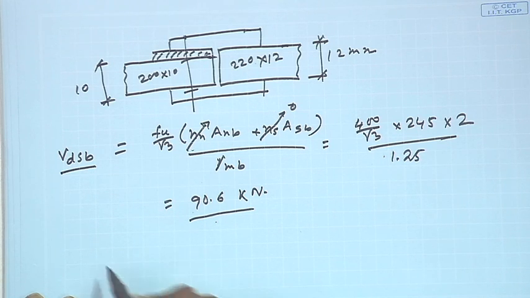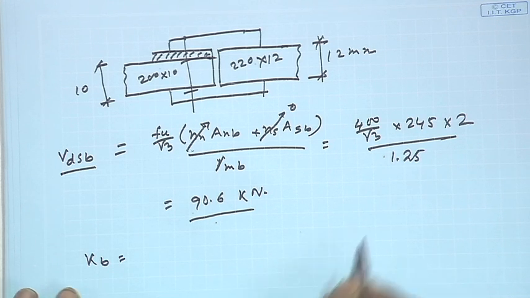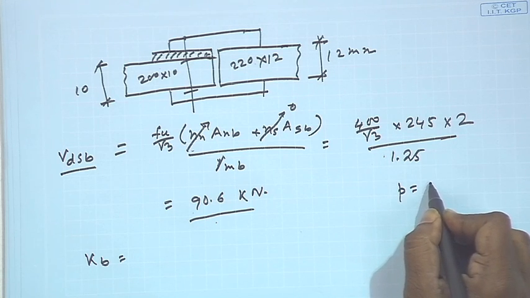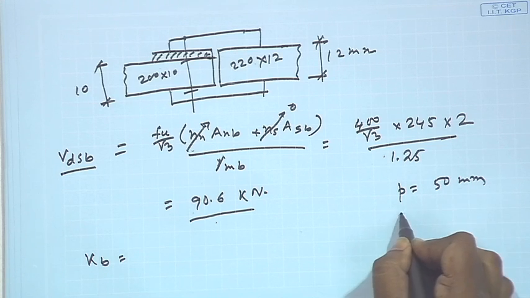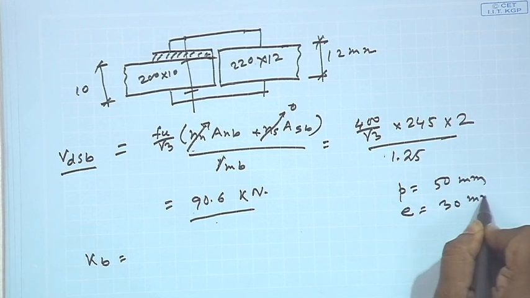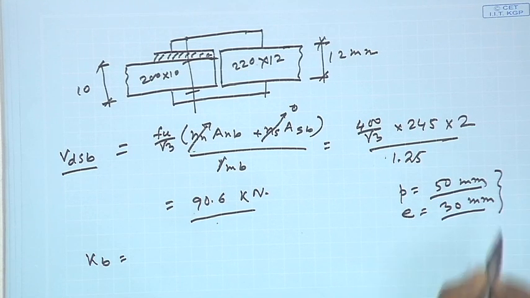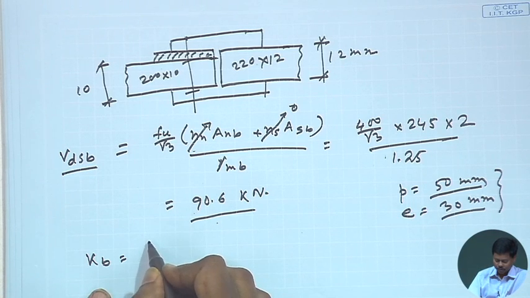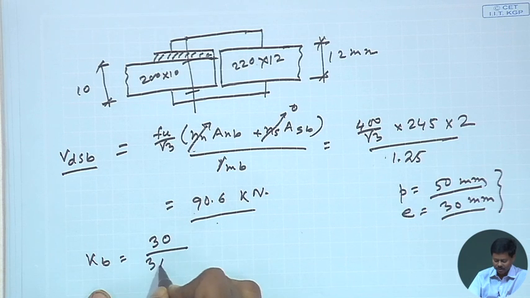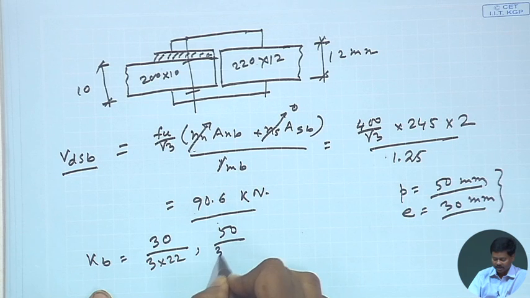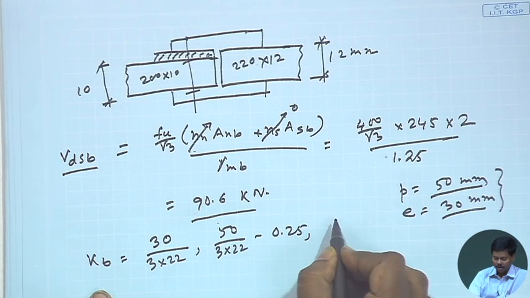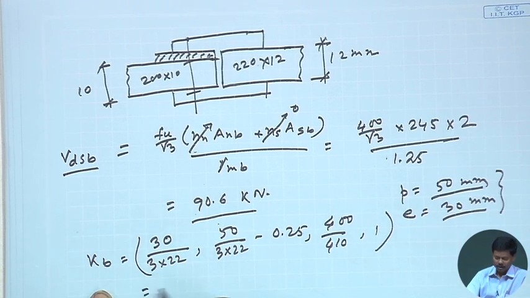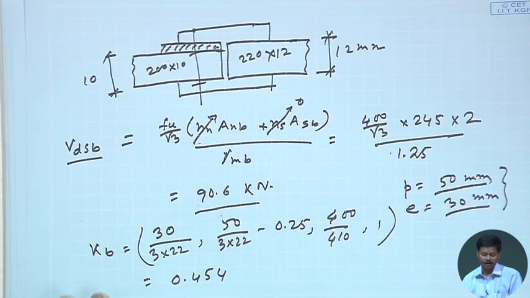Now, bearing strength also we have to find out. For bearing strength we have to find out KB. KB we can find out as we are using 20 mm diameter bolt. So, pitch we can provide 2.5 D, that is 50 mm, and edge 1.5 D, that is 30 mm, minimum pitch and edge. However, we can increase the pitch and edge distance as well. However, for this case we are considering this. So, if we consider this, then it will be E by 3 D0, then P by 3 D0 minus 0.25, then FUB by FU, and then 1. So, minimum of these 4 is becoming 0.454, right, 0.454.